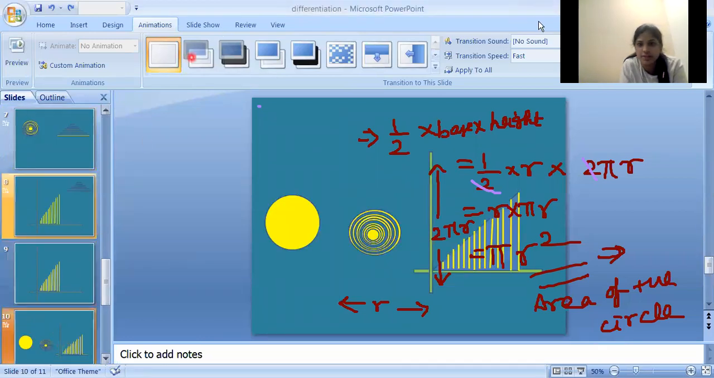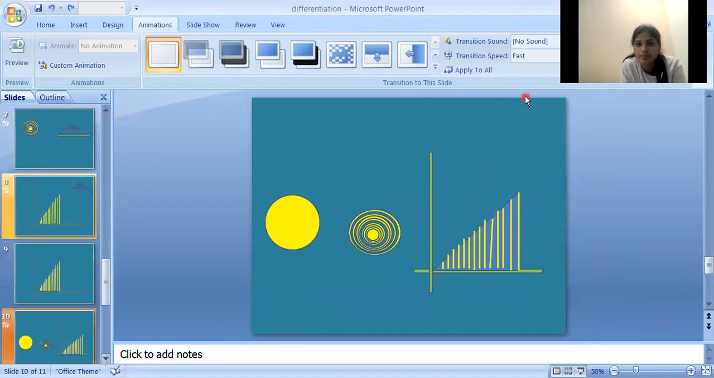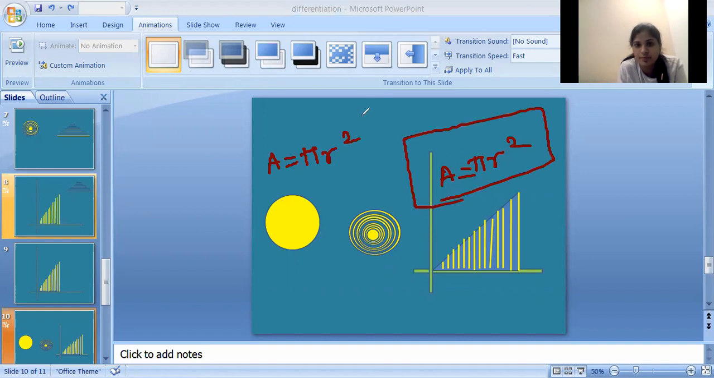From this we can say, even after deforming the circle into a triangle, you will be able to get the same result, right? Area of the circle is pi r square. For the triangle case also, we got the result as the area of the triangle is pi r square over here. So this is one of the main applications of differential calculus. I hope you understood this method.